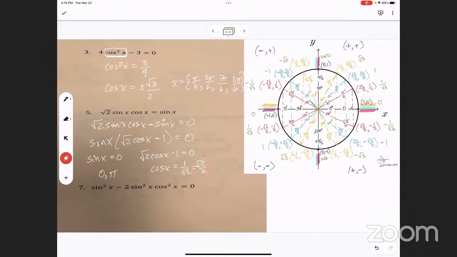Yeah. So where is the cosine positive root 2 over 2? Quadrant 1. Sorry, quadrant 1 and 4. You're right. Quadrant 1 because it's the x coordinate. Quadrant 1 and quadrant 4. So it's pi over 4 and 7 pi over 4. Memorize that. The unit circle?